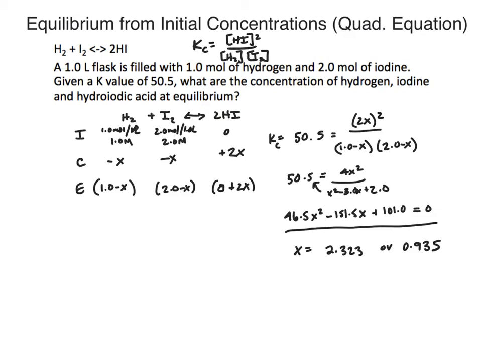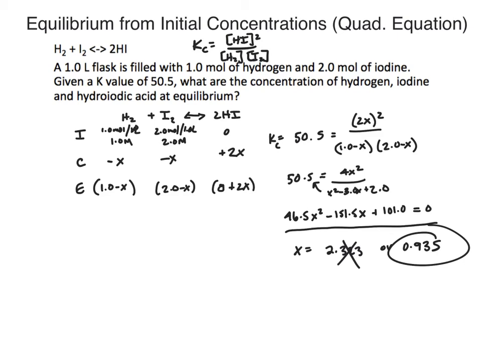Now, when it comes to these problems, we want to make sure that what we are solving for actually makes sense with respect to the original problem. If we notice, our largest initial concentration is 2 molar. So if x equals 2.323, that would be indicating that we are losing more iodine than is actually present. So in this context, we know that this is not a valid answer, and so the other one is going to be the x value that we're going to use.